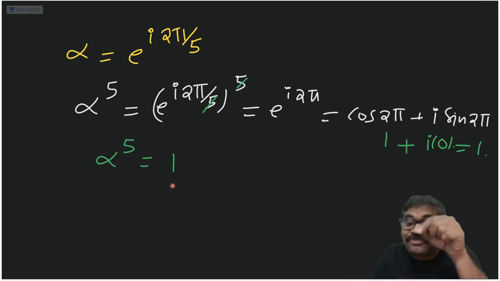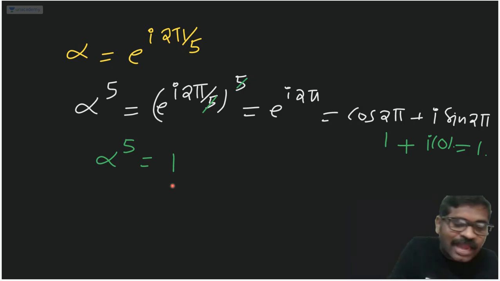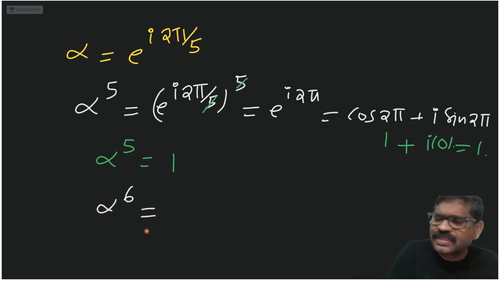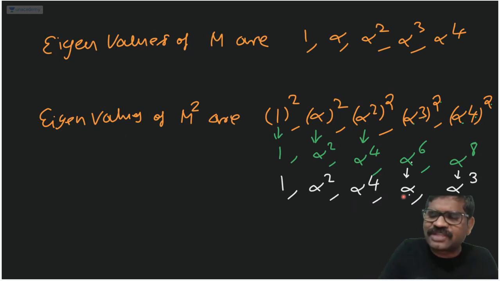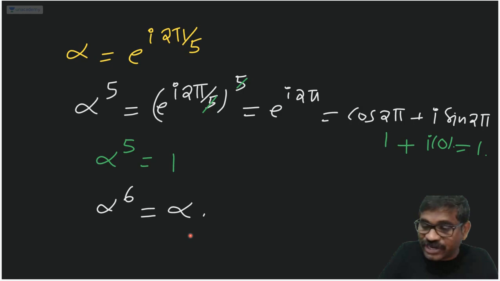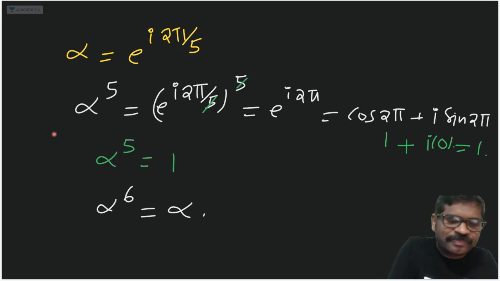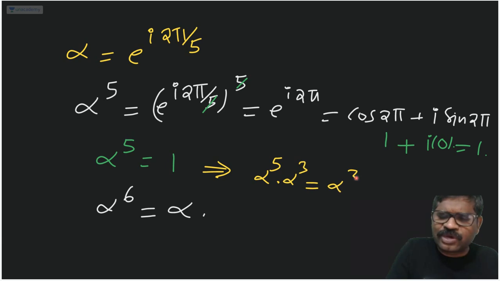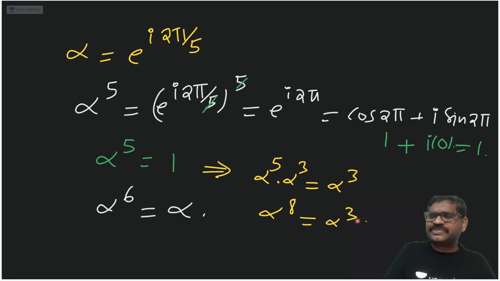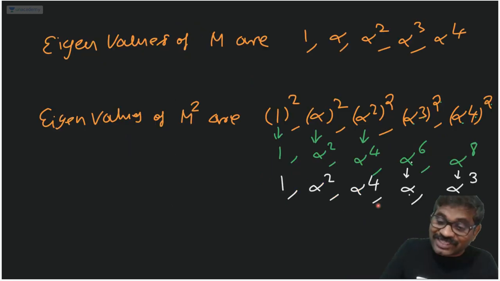Since alpha power 5 is 1, alpha power 6 is alpha. That's why I have written alpha power 6 in the form of alpha. Catch my point? Suppose you multiply alpha power 5 equal to 1 on both sides with alpha cube: alpha power 5 into alpha cube equals alpha cube, so alpha power 8 equals alpha cube. That's why I have written alpha power 8 is alpha cube.